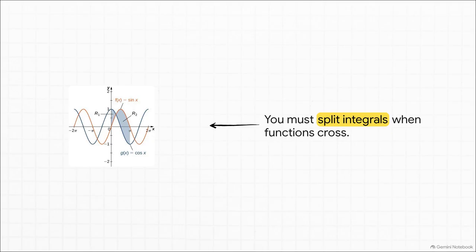Notice how in that first part, R1, the cosine curve is on top, but then right at pi over 4, they intersect. Suddenly, in R2, the sine curve is on top. They literally take turns. Because of this swap, we absolutely cannot use a single integral. We have to split the integral right at that intersection, pi over 4, and physically swap our formula for the second part, so we are always subtracting the bottom from the top.